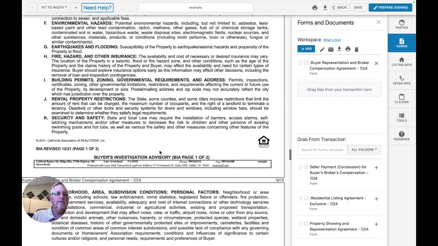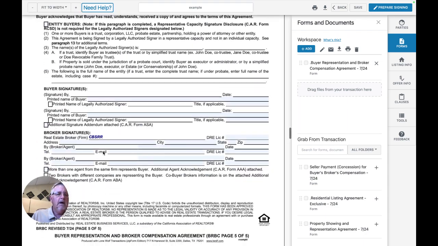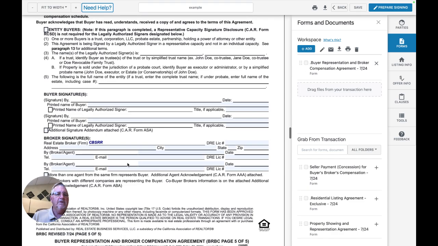There's also a box that you could check if you don't want to have them sign on the, where was I? Let me go back to it, page 5 of 5. Here we go. If you go back to it, then you also have this checkbox, which you can introduce the AAAA form. So that could be adding another agent as well. So those are kind of the two ways to handle that.